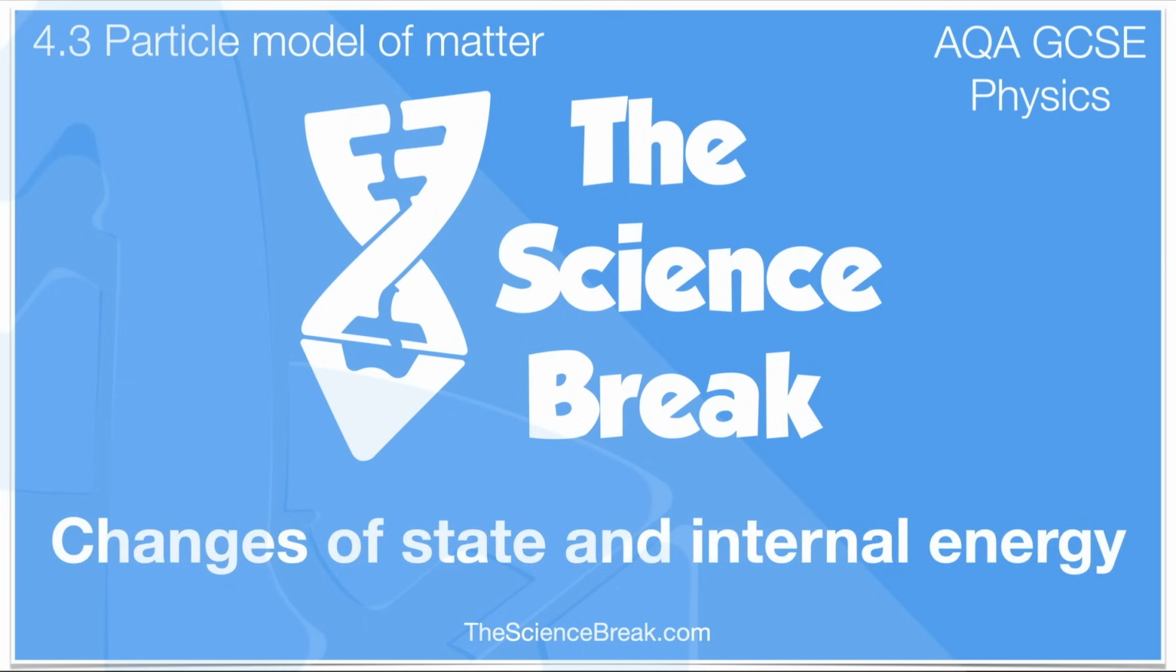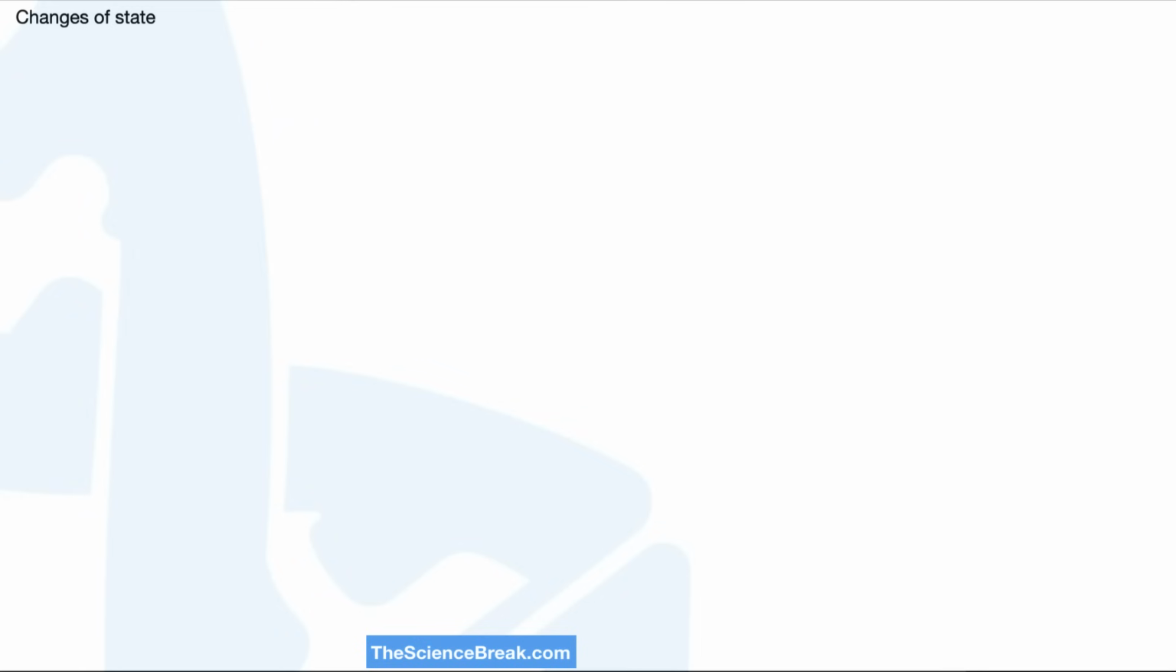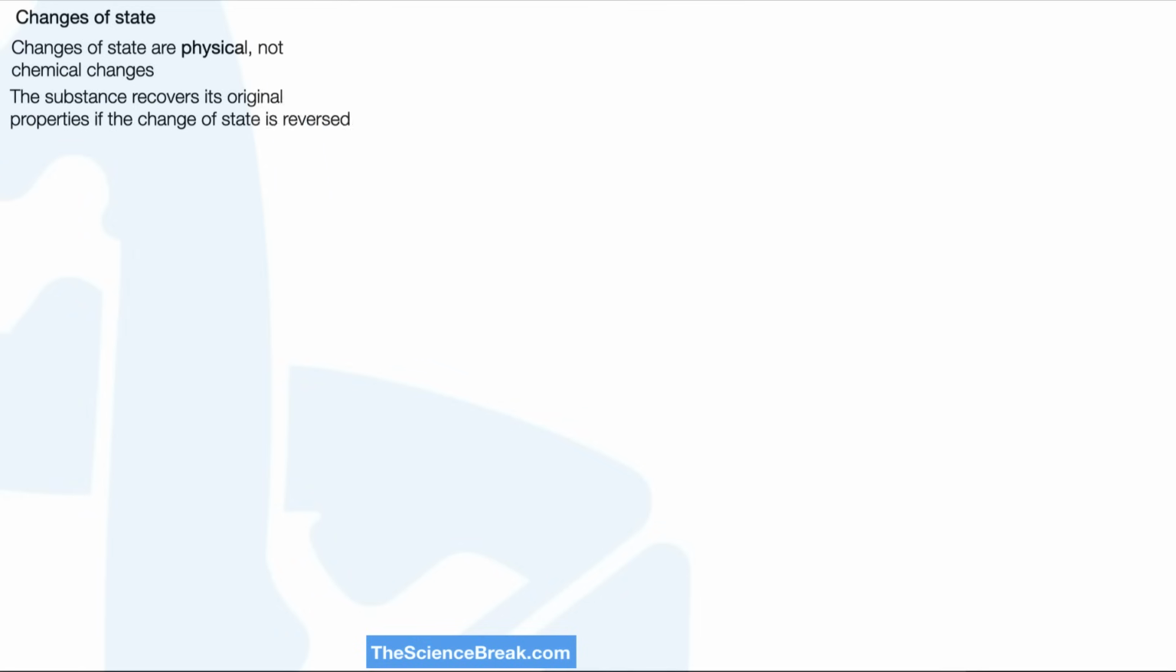Next, we take a look at changes of state and internal energy. Changes of state are physical and not chemical changes. The substance recovers its original properties if the change of state is reversed. Let's take a look. Here is a scale going from cold to warm. We have gas, liquid, and solid.